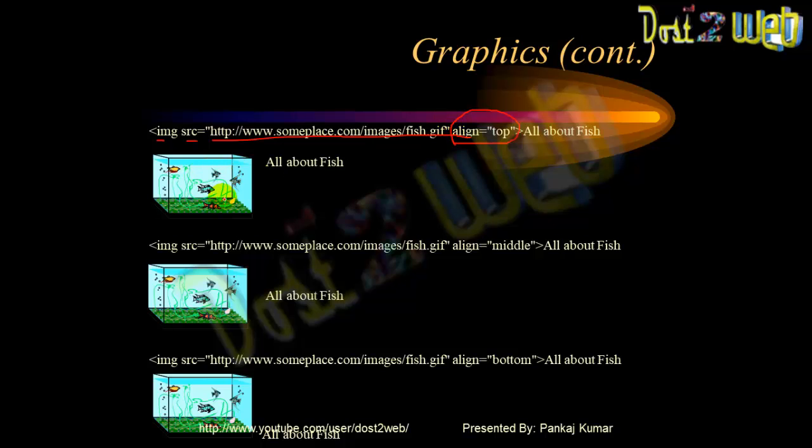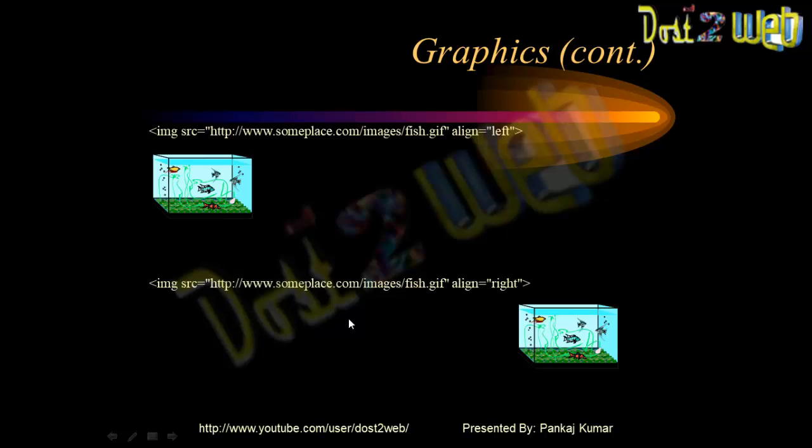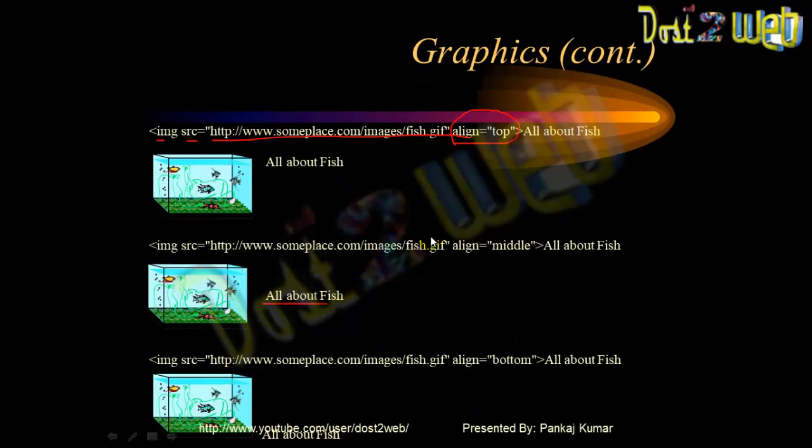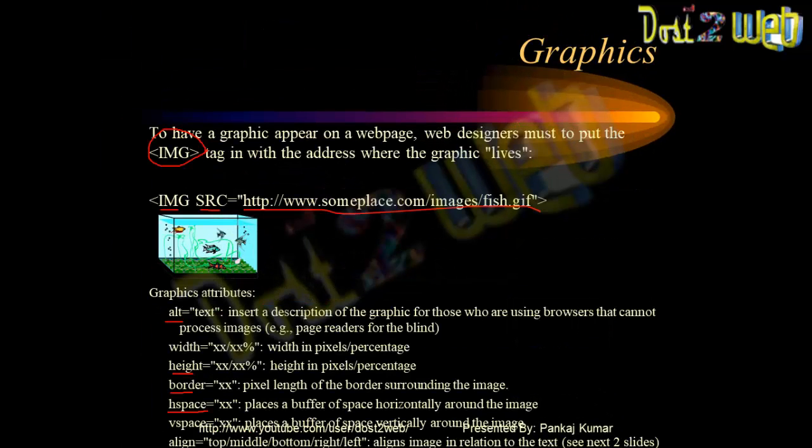If you want it to appear in the middle, then the text comes to the middle of this image. In a similar way, if you align bottom, the text will go to the bottom of the particular image. And if there is no text, only the image, you just use alignment left and right. Okay, so we'll just try this image tag.